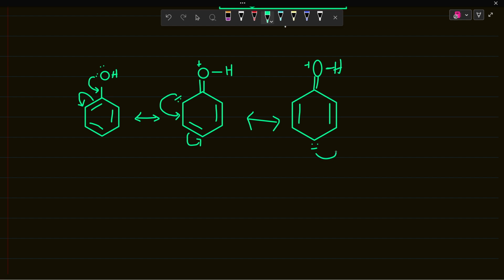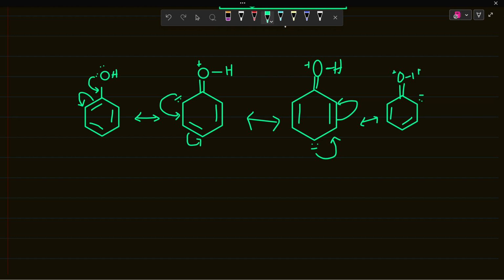Now what would happen is that this will go here, and this one goes to this position. And we get something like this. Let me draw it. And negative charge over here. Double bond over here, double bond over here, and double bonded oxygen. Positive charge on oxygen, and H is already connected.